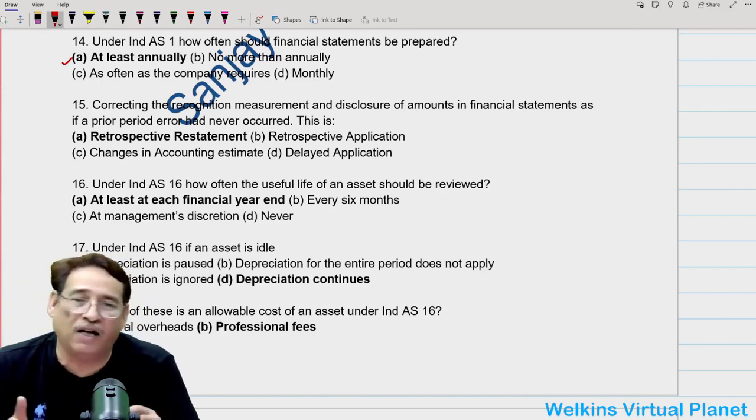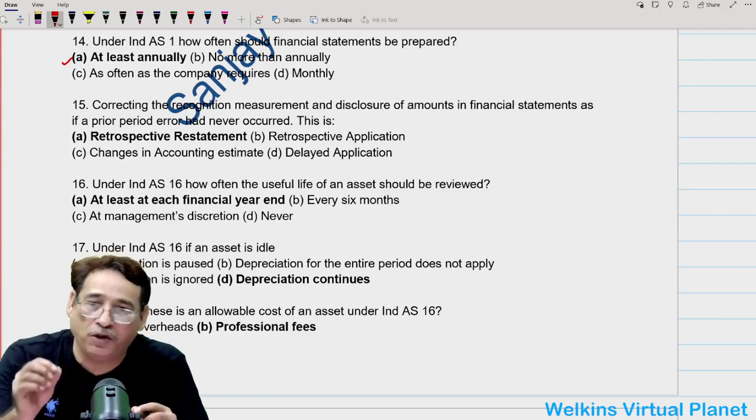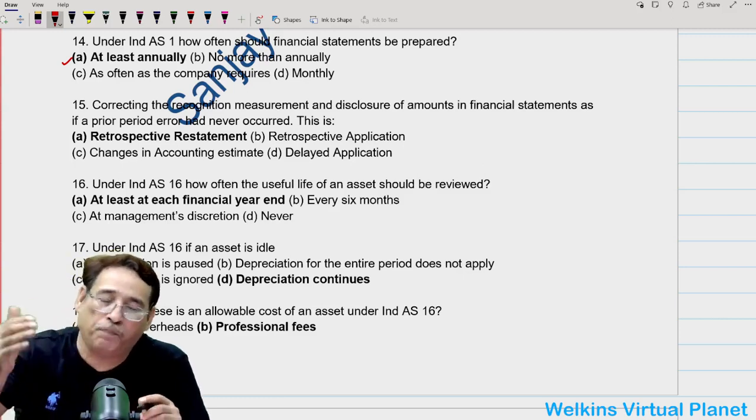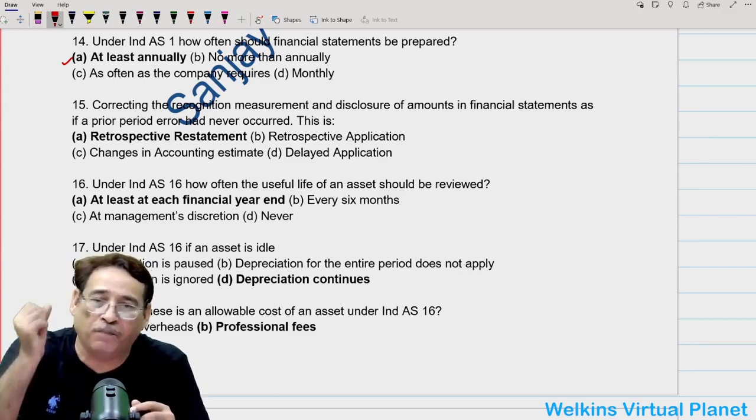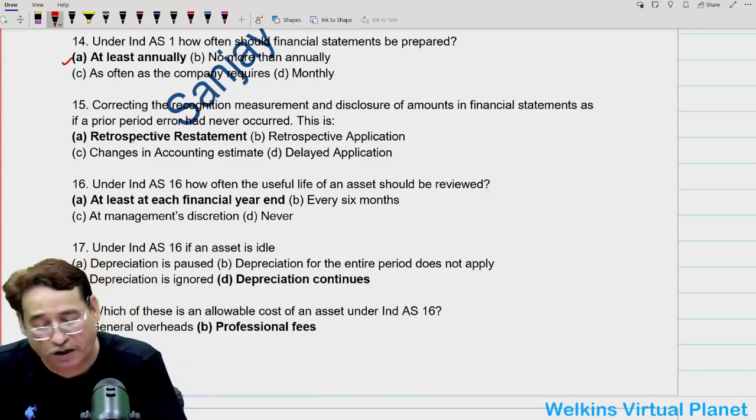So the question is asking you, if you are going to correct your prior period item error in a manner as if that particular error has never taken place, what will you call it? You will call it retrospective restatement.